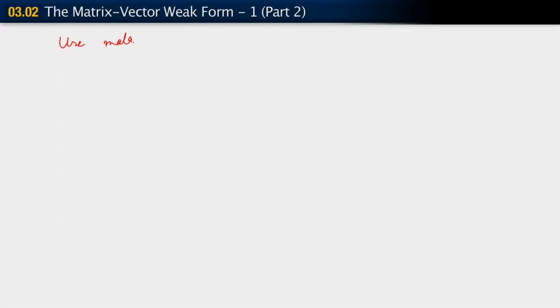All right. So the idea here is to use a matrix-vector product to eliminate the sums over A and sums over B.